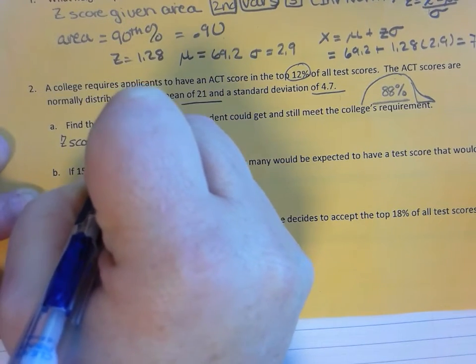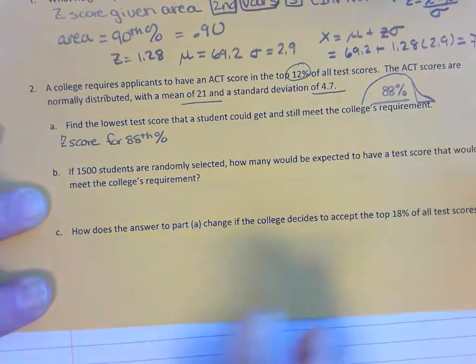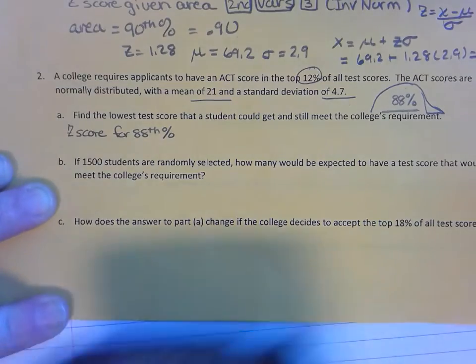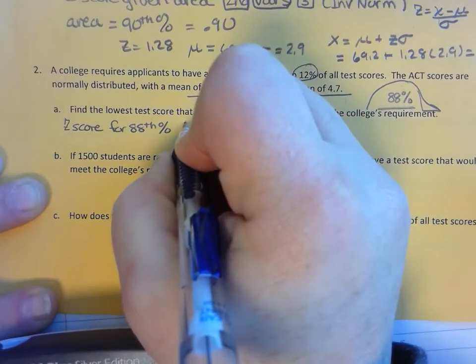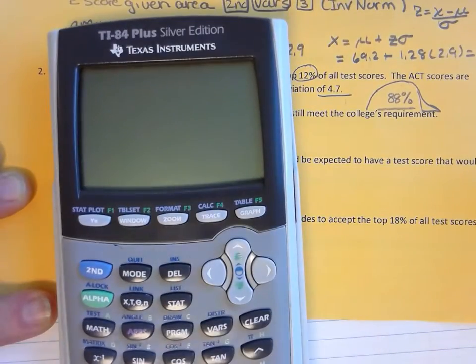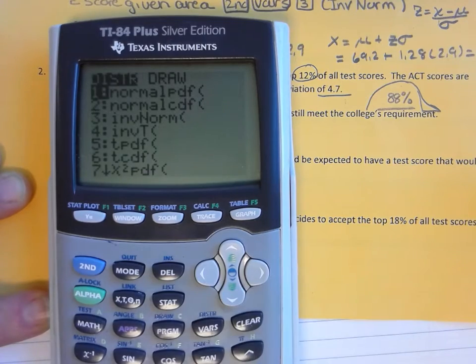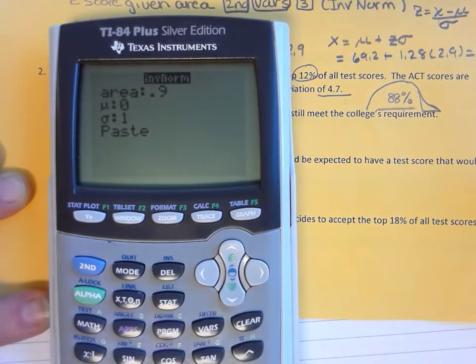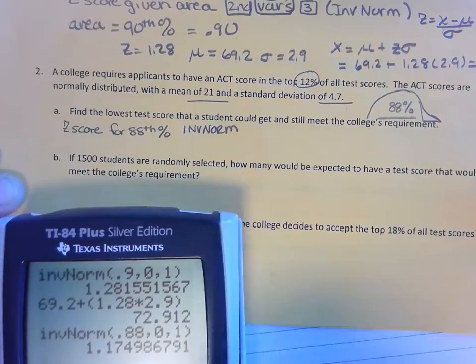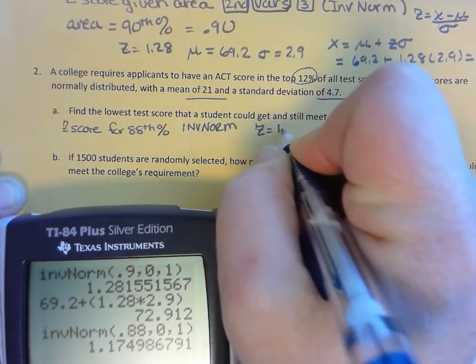for the 88th percentile. Whenever you're using inverse norm, you find the area below. Okay? So area below. So I'm going to do inverse norm. Second VARS, inverse norm. The area below is 88%, right? And then you get a z-score of 1.17. So the z-score is 1.17.